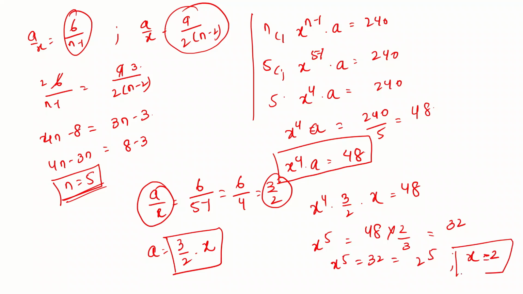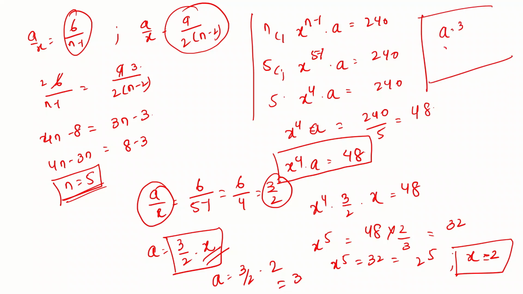So I have got the value of x, I have got the value of n. All I need is the value of a, which is also easy. I just put the value of x over here. So a is equal to 3 by 2 times 2, because the value of x is 2, is equal to 3. So the value of a is equal to 3. Value of a is equal to 3, value of x is equal to 2, and the value of n is equal to 5. That's it.